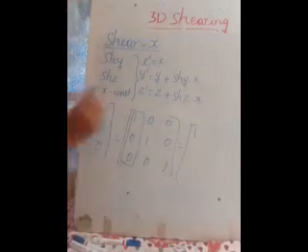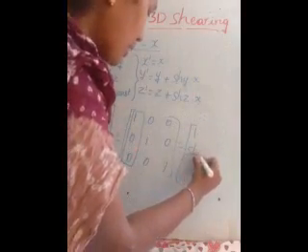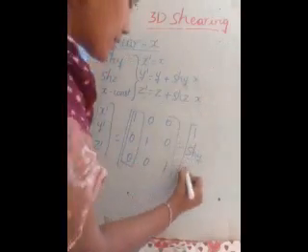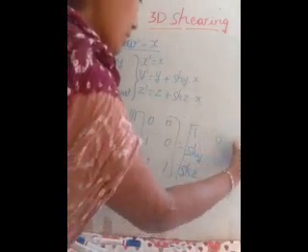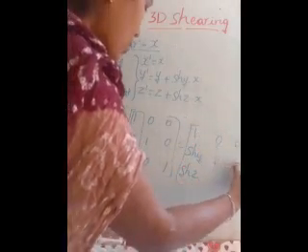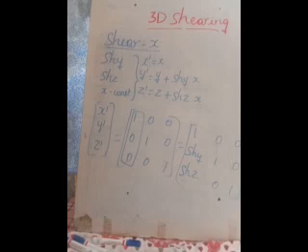1 will be there because X is constant. Then in place of Y, we have to write SHY. In place of Z, we have to write SHZ. Then the remaining will be the same: 0 0 1 0 and 0 1. This will be the same. So this is what will happen for all the concepts, wherever you are going to explain. So this will be multiplied.